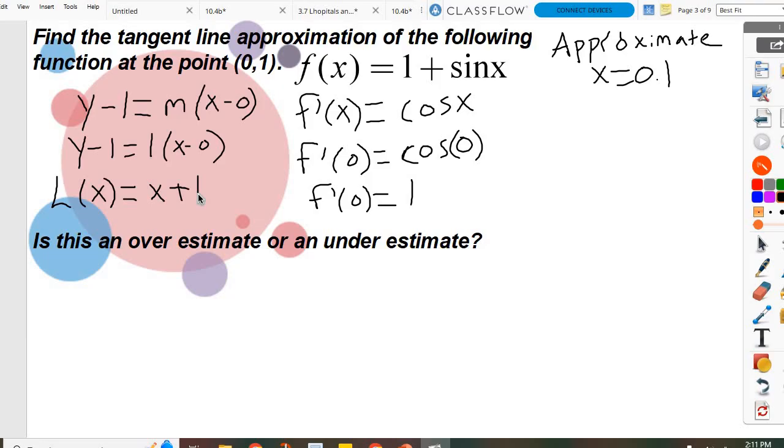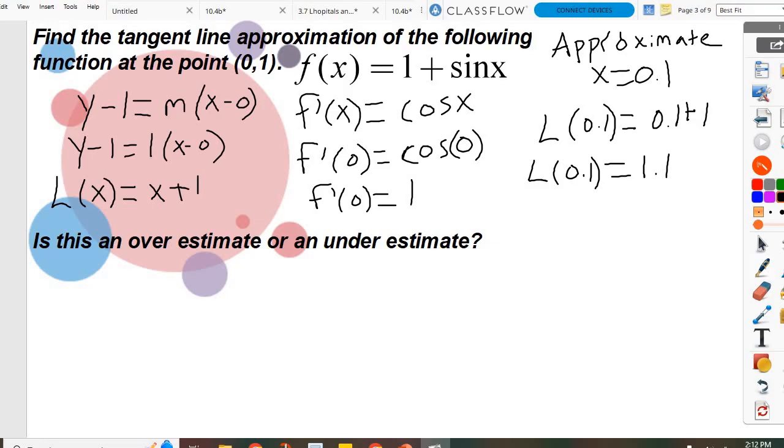So what we're going to do instead is, is x plus 1 going to be a nice pretty number, or easy to plug into? Yes. So instead of trying to plug it into a sine, we're going to approximate it using our linear approximation. And what do we get there? 1.3. And so we're saying that that is the approximate value of what we would get if we plugged 0.1 into 1 plus sine of x.